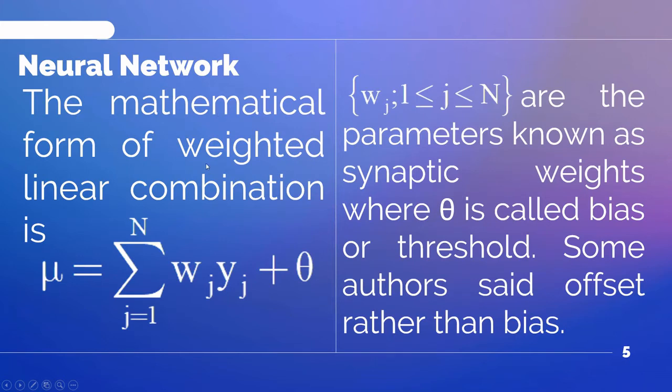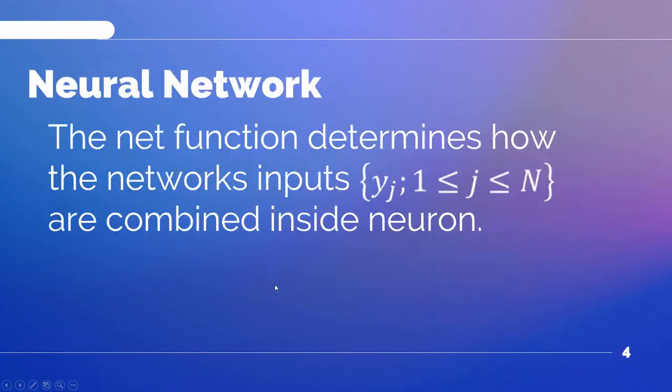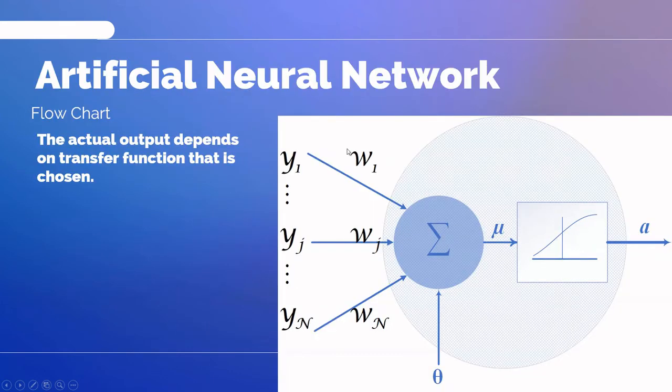This is the mathematical form of weighted linear combination. Here we understand this example with the help of linear combination. So mu is equal to the sum, j varies 1 to n, of wj yj plus theta. This is the net function. Its mathematical form is the sum of yj wj plus theta. We use this net function by using linear transformation.